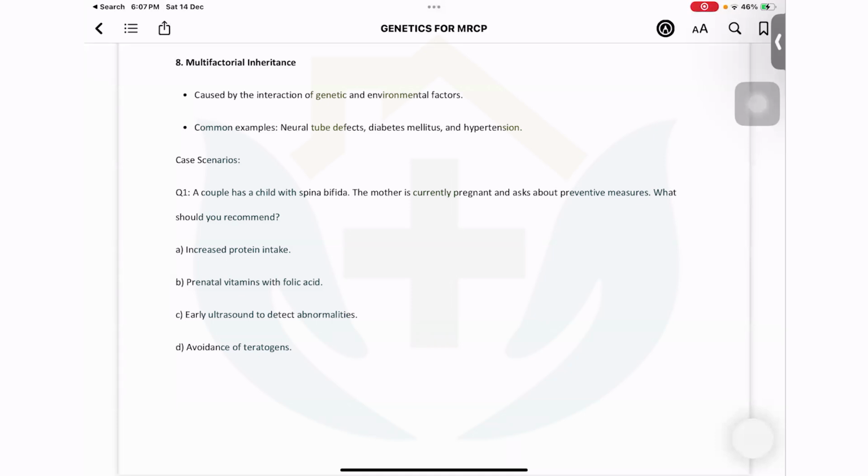Other pathological examples would be neural tube defects and diabetes mellitus. If somebody has a gene which can cause diabetes mellitus type 2, they can keep their weight lean, avoid carbohydrate intake, keep exercising, and can actually have well-controlled diabetes even if they get it. Hypertension is also multifactorial inheritance. Why do you need to remember this? Because these two topics have been asked in the exams time and again in true and false statements: that diabetes mellitus has a multifactorial inheritance is correct, and so is it for hypertension.